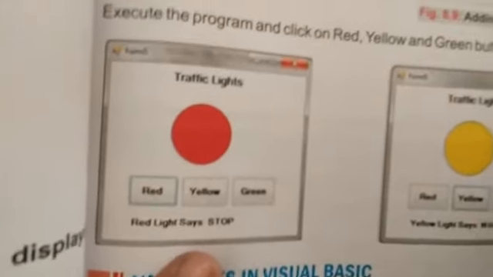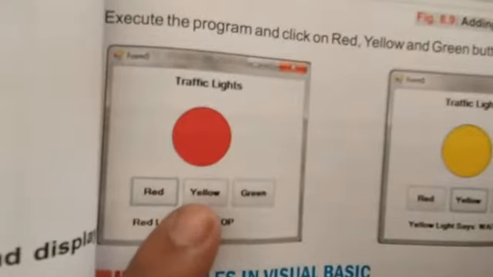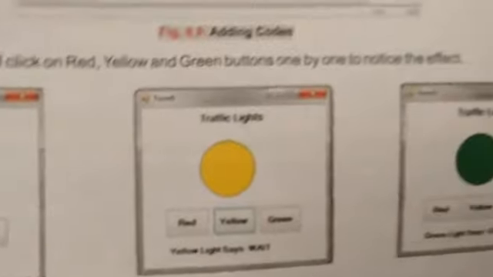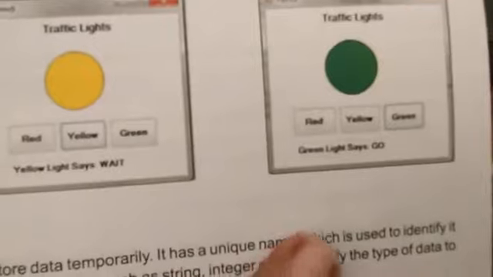So whenever you click on Button1, then a text in the text box will be displayed, that is, red light says stop. Similarly, whenever you click on Button2, that is yellow, there is a message in the text box, that is, yellow light says wait. Similarly, for the green button, that is Button3, it shows a message in the text box, that is, green light says go.